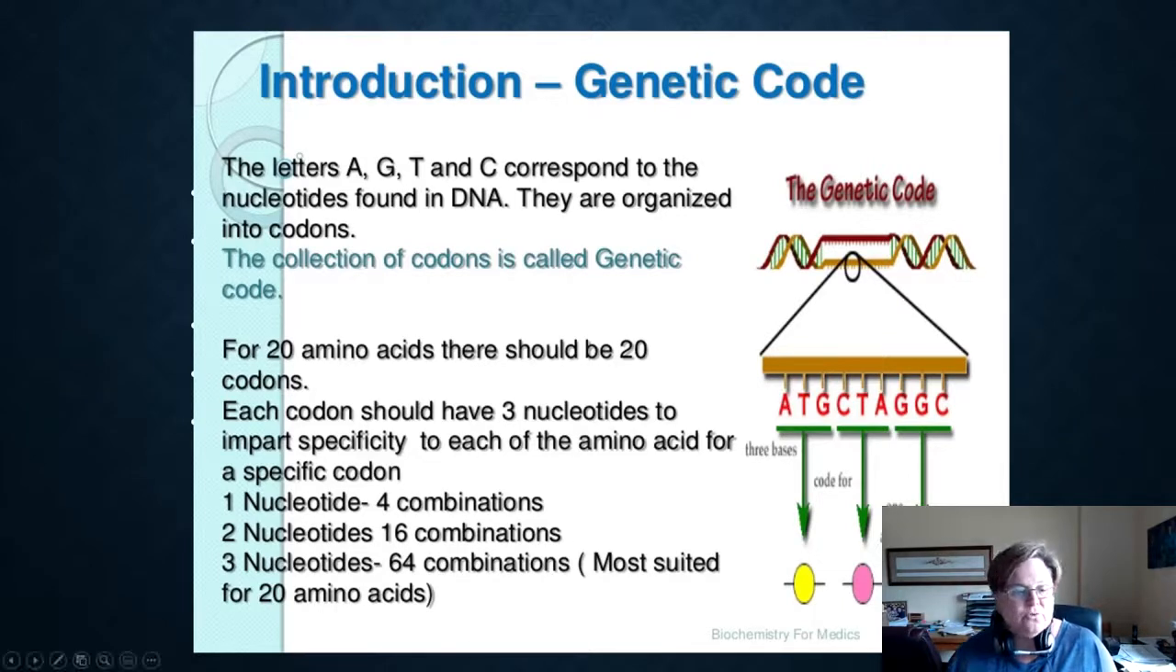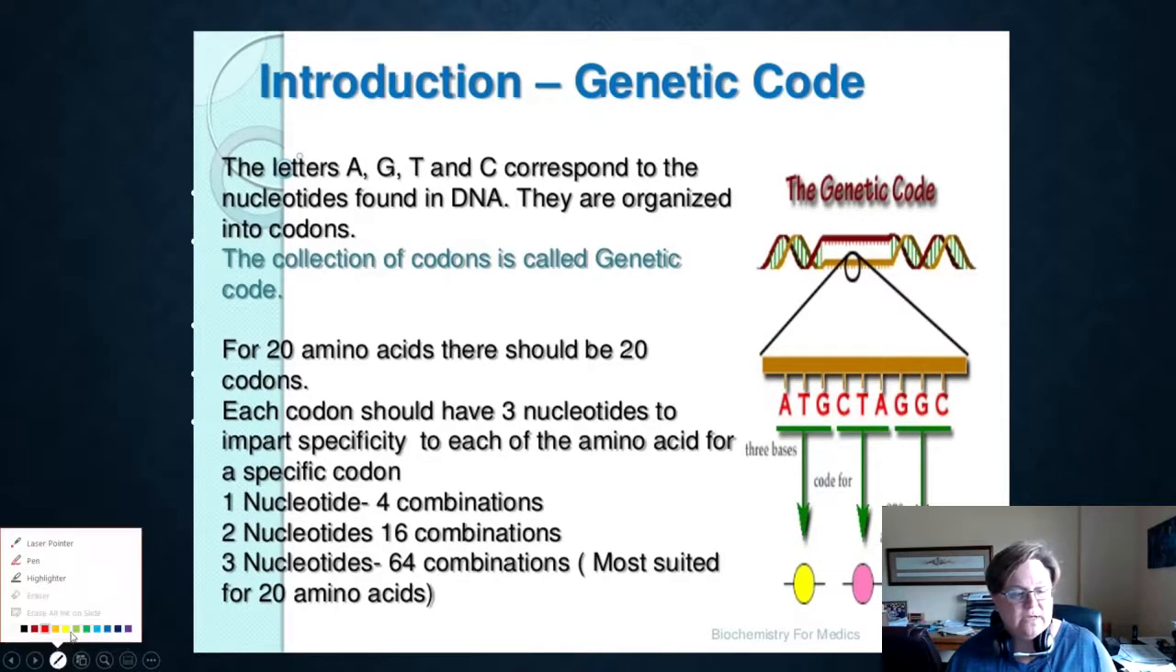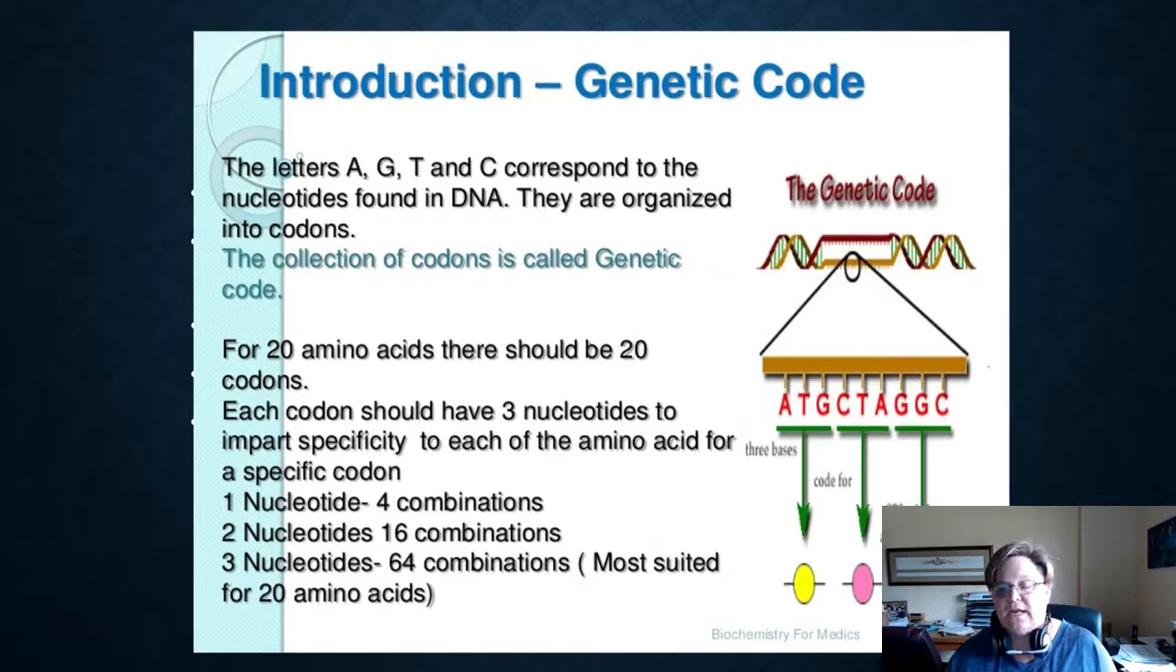So to introduce our topic, we're going to talk about genetic code. When we are talking about genetic code, we're talking about amino acids and nucleotides. Nucleotides are found in the DNA and they're organized into codons. The collection of codons is called genetic code. When we take a look at our genetic code, you can see the double helix here is the DNA, like you've seen on TV probably.